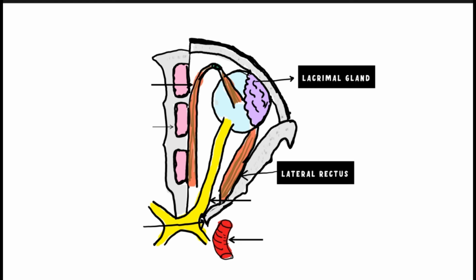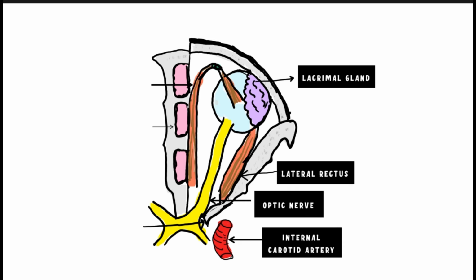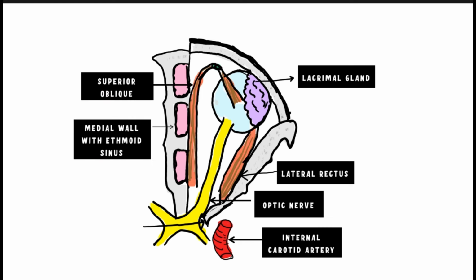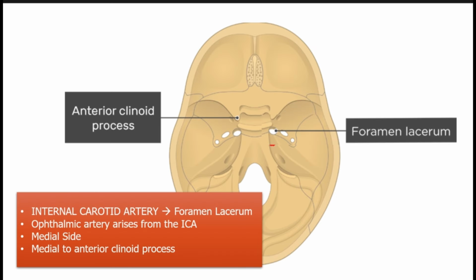So this is your lacrimal gland. Then we have the lateral rectus present in the lateral part of the orbit. We have the optic nerve, the internal carotid artery which is situated here. Then we have the superior oblique in this diagram. This is the medial wall and the ethmoid sinus which is present in the medial wall of the orbit. And this spine-like structure here is the anterior clinoid process.